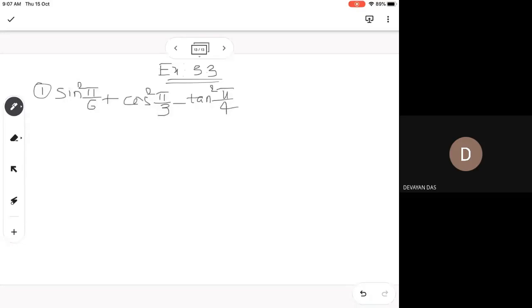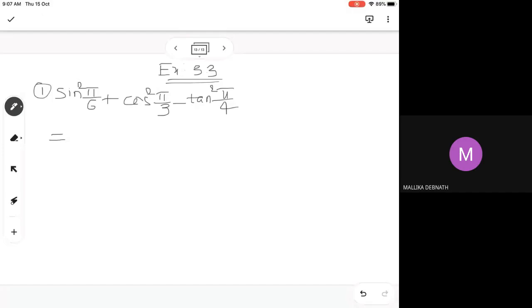Sin square pi by 6. What is pi by 6? Pi by 6 is 30 degrees. Pi by 3 is nothing but 60 degrees. Pi by 4 is nothing but 45 degrees. So these values you just have to substitute. These are all very simple problems and easily you can do it. It's not very difficult.